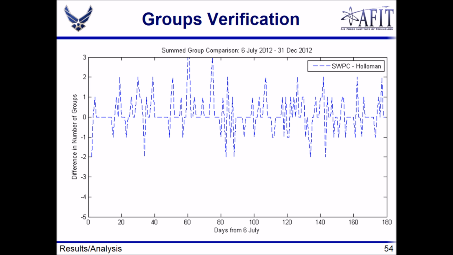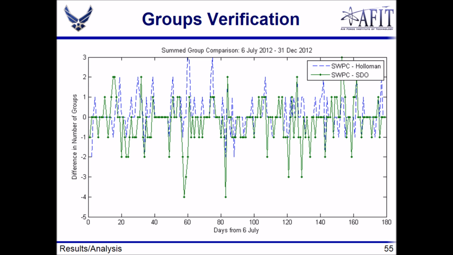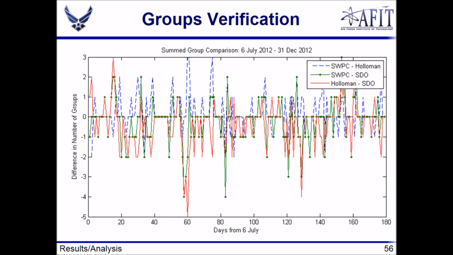Next, I want to compare the number of groups that the SDO code calculated versus the Holloman and SWPC reports. Here I have SWPC minus Holloman, pretty much around 0 with some slight oscillations. The numbers are smaller because, of course, you don't have that many groups. Then SWPC minus SDO, in the next slide, we can see some slight variation. We're mostly around 0, though some dip down to a larger difference in groups. And then we definitely see that trend with the Holloman minus SDO too.